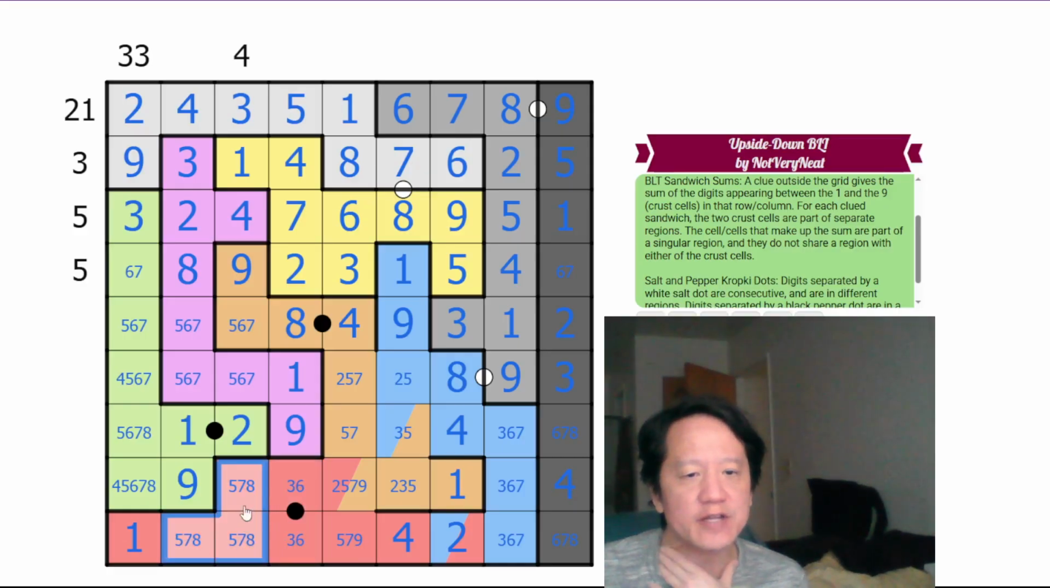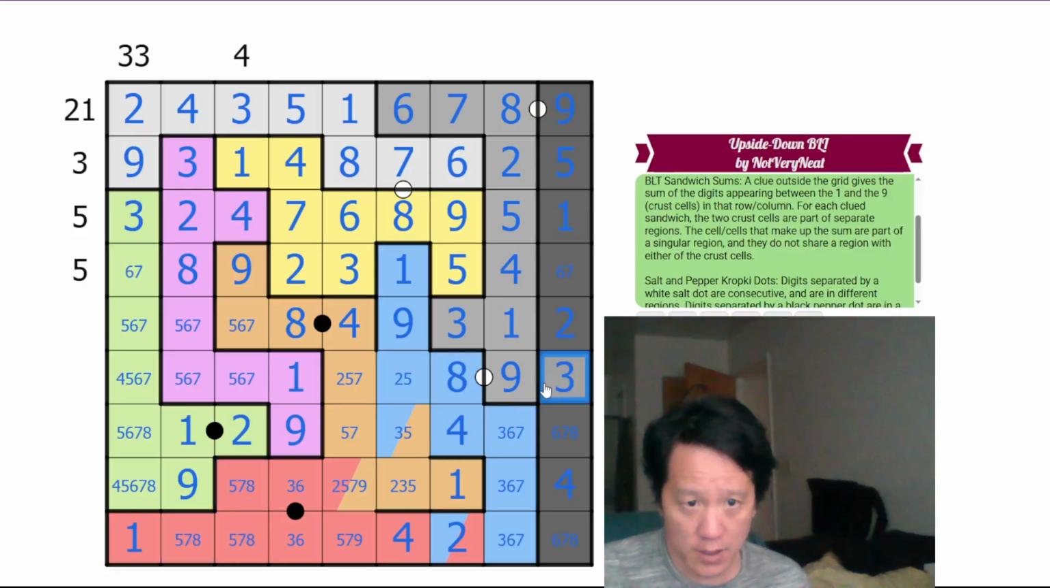We have a 5, 7, 8 triplet in the red region. So this eliminates 5, 7, and 8 in the rest of the region. We also need access to a 4 in row 6, so 4 has to be there. That can't be 4.